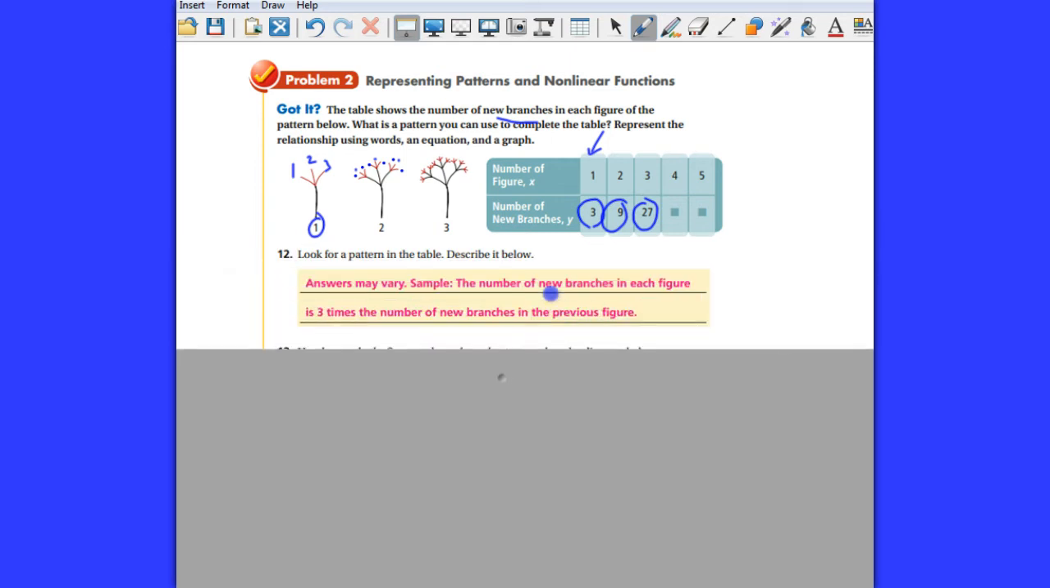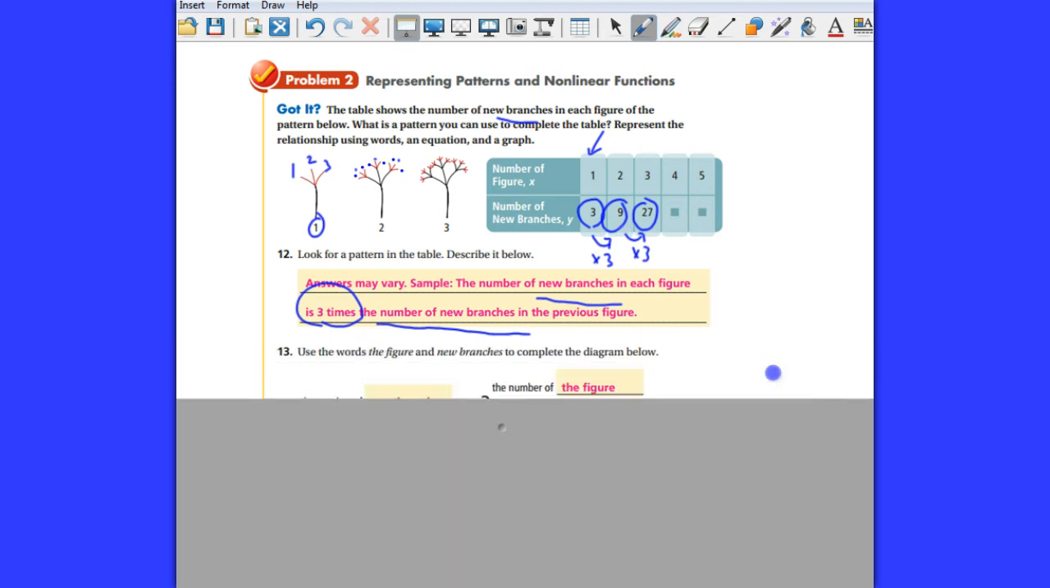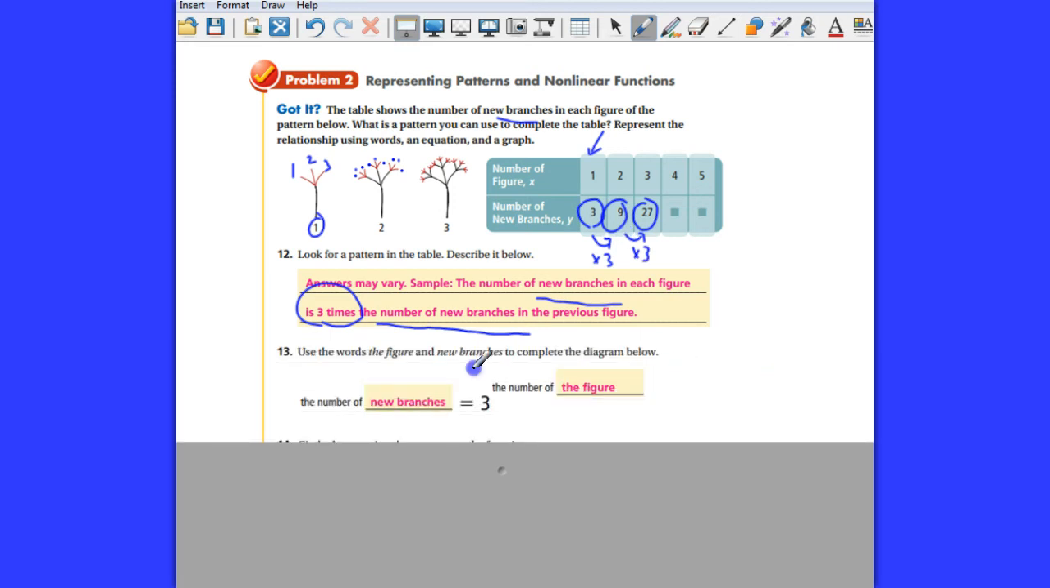Okay, it says describe the pattern, and there's several ways you could say that. One way would be that the number of new branches is 3 times the number of the previous new branches. Okay, so it's 3 times that. In other words, they're taking that and multiplying it by 3 every time, and that actually would work just fine for us. But I'd like you to be able to see it in this other way. I mentioned this in a previous problem. You could also realize that the number of new branches is equal to 3 to the power of the number of the figure.